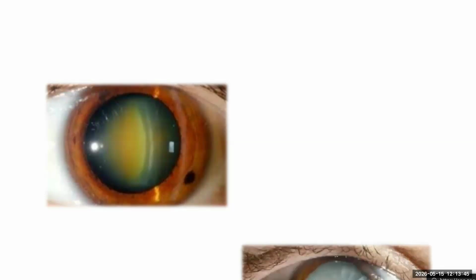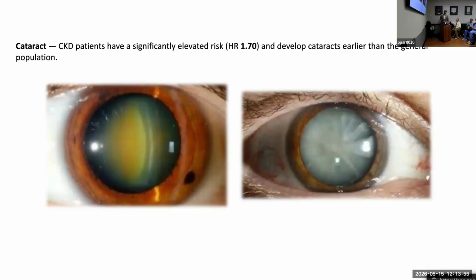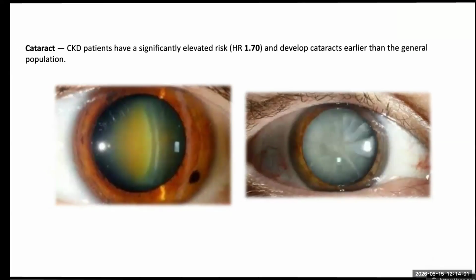Okay. And everyone should know this. So this is a dilated pupil exam, and what are we seeing right now? This is cataract. This is a mature cataract. So that's the nuclear cataract, and this is the mature cataract. These people don't see anything. They can still have some vision. So CKD patients have a significantly elevated risk and develop cataracts earlier than the general population.